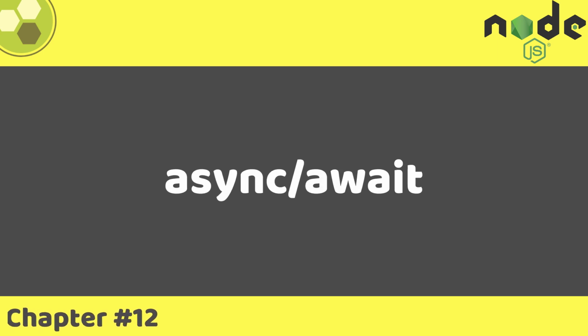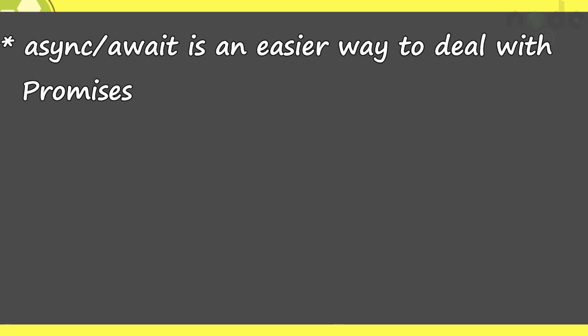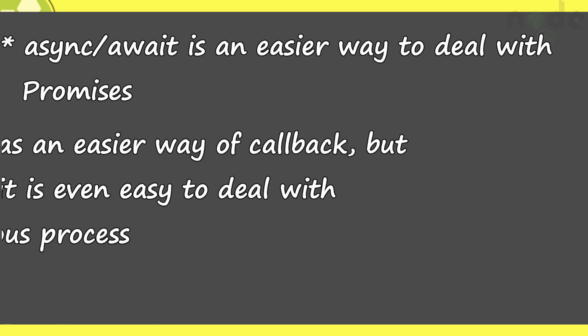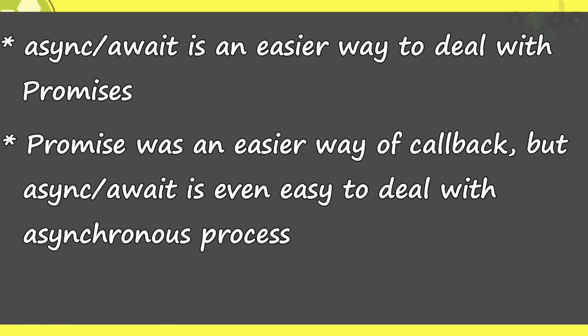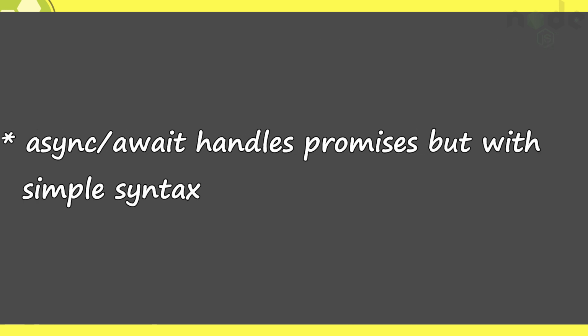In this section, we are going to discuss the latest and easiest way to deal with asynchronous processes, that is async await. In simple words, async await is an easier way to deal with promises. Promise was an easier way of callback, but async await is even easier to deal with asynchronous processes. It is handling promises only, but with simple syntax. So let's begin with a sample code.